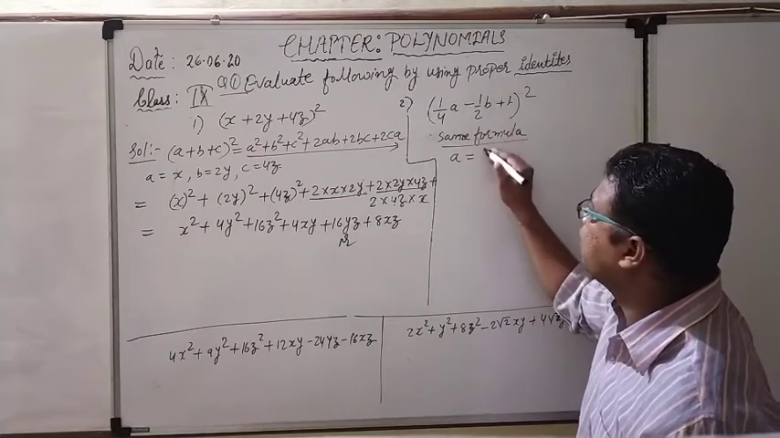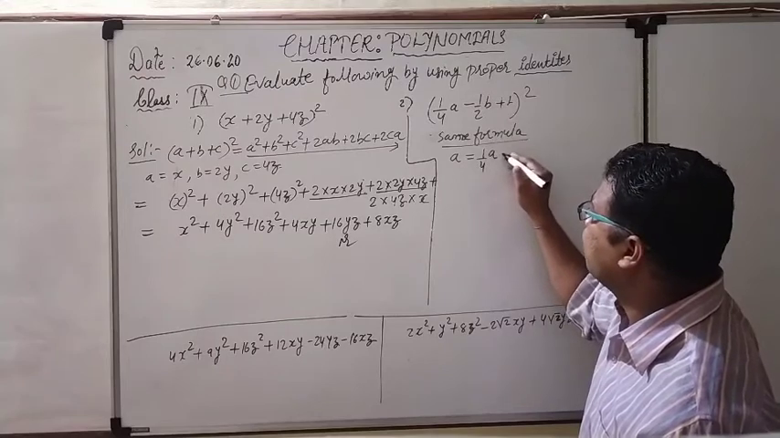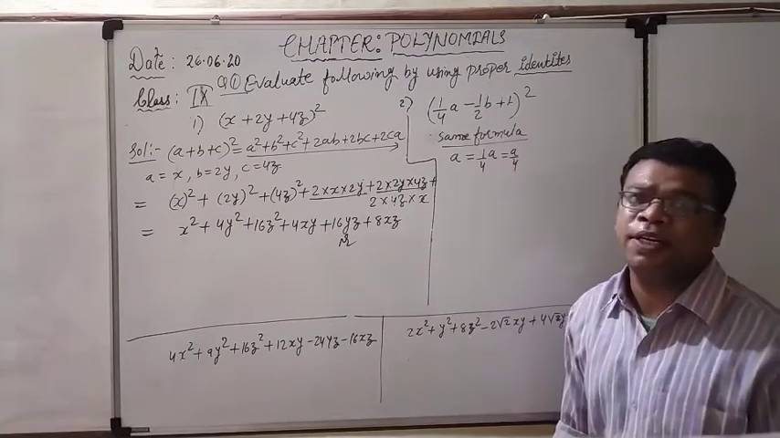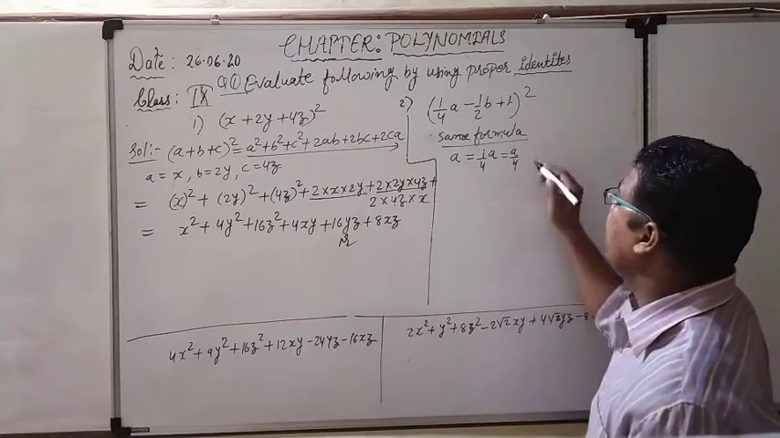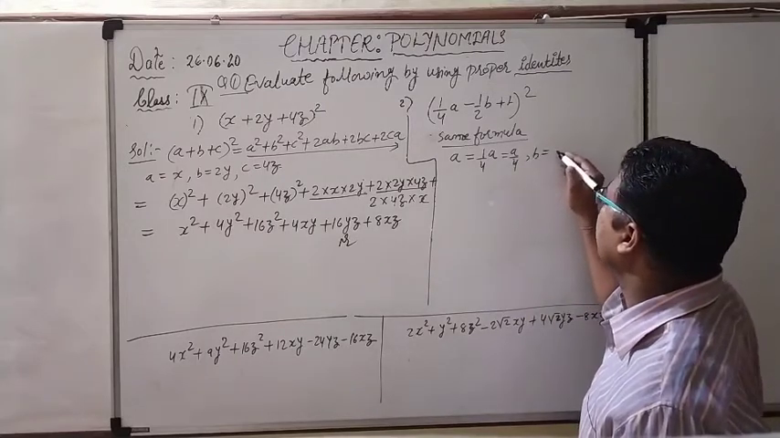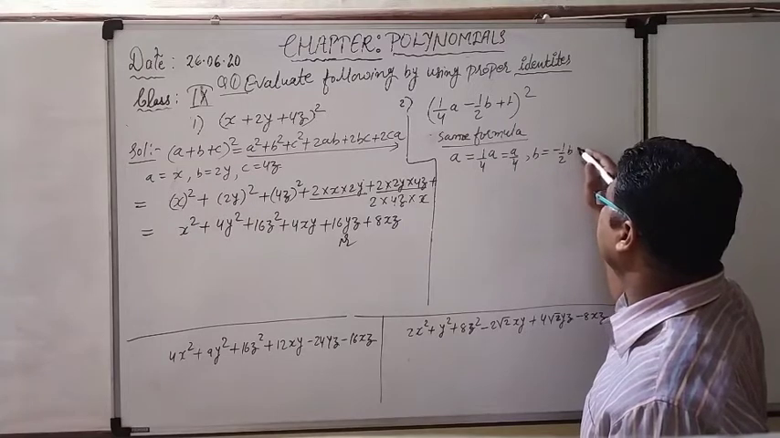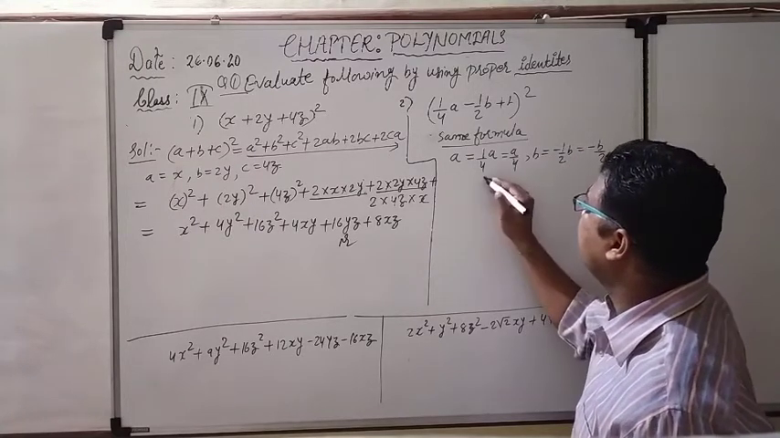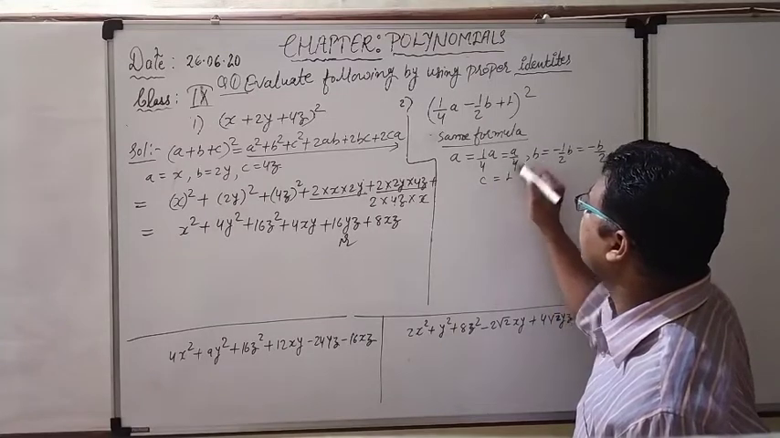What is there in place of a? That is the important thing here, 1 upon 4a. Or you can write it as a upon 4. Okay. 1 upon 4a could also be written as a upon 4. Right now what is there in place of b? Minus 1 upon 2b. So it could also be written as minus b upon 2. And what is there in place of c? That is none other than 1.